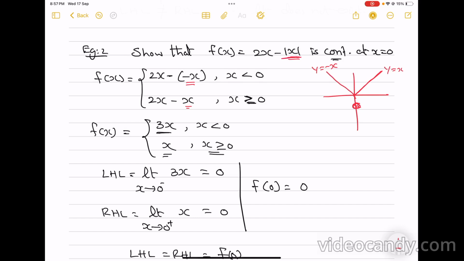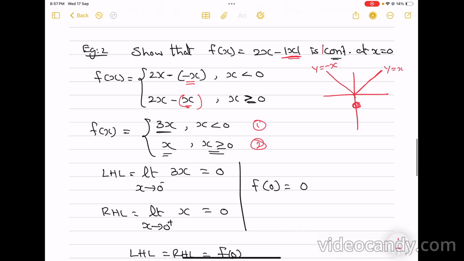2x minus x when x is greater than or equal to 0, because we are using a positive x here. So 2x plus, minus into minus plus, so 3x will be when it is lesser than 0, and x when it is greater than 0. So that means you are getting two different functions. Lesser than 0 you are getting one function, greater than 0 you are getting one function. So now two different functions means you have to approach left hand limit and right hand limit, both you have to find out, and we are going to prove whether it is continuous or not.